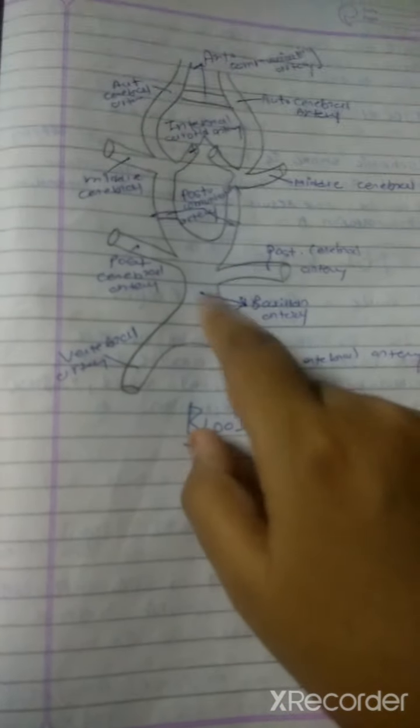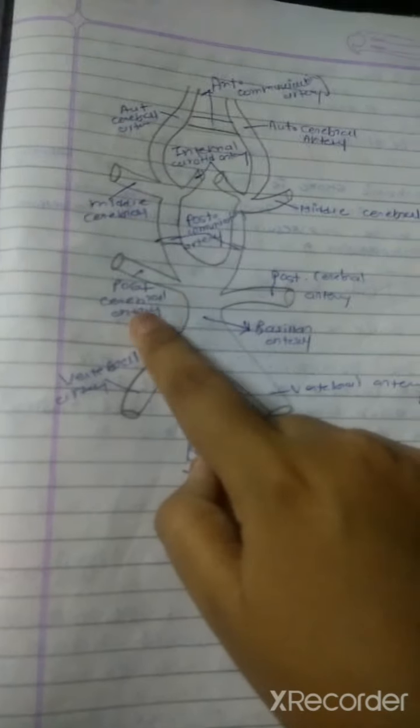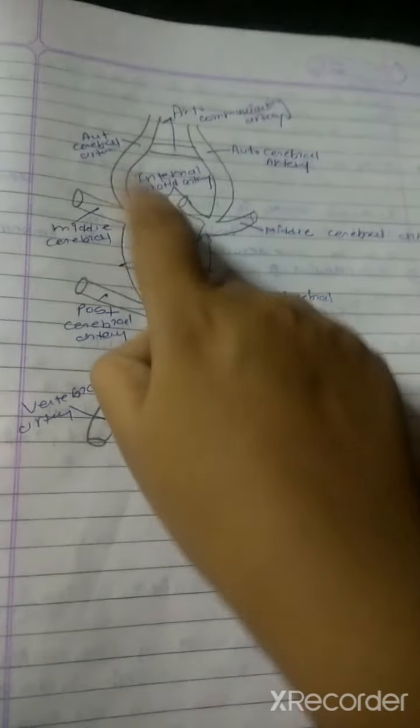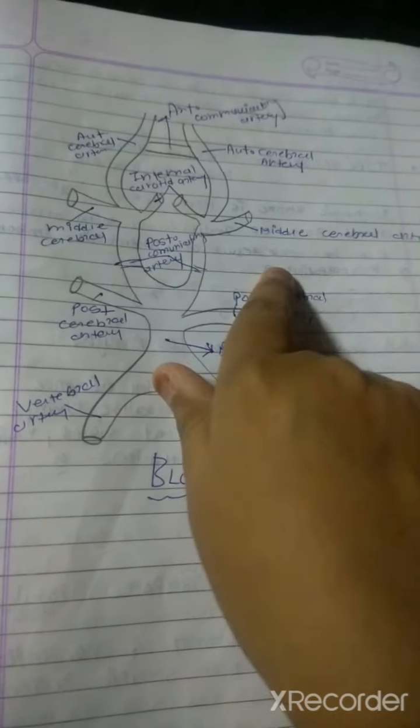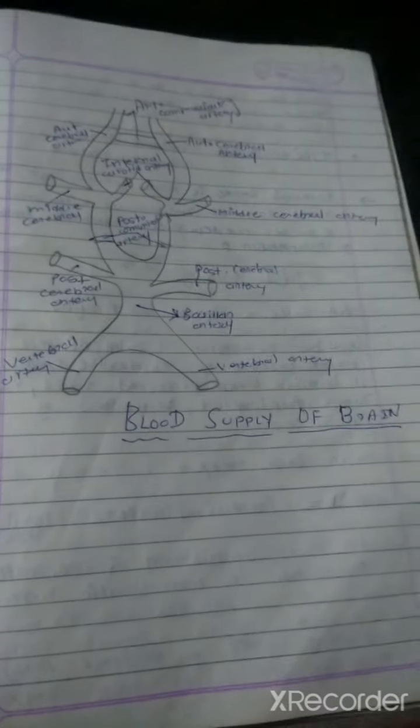So here we are clear about the diagram. The vertebral arteries unite as the basilar artery, and the basilar artery goes upwards and terminates into two arteries, the posterior cerebral arteries, and these posterior cerebral arteries and the middle cerebral artery communicate with the posterior communicating artery. The internal carotid artery gives a branch to the anterior cerebral artery and middle cerebral artery. These two anterior cerebral arteries unite with the anterior communicating artery. So this is the normal blood supply of the brain.